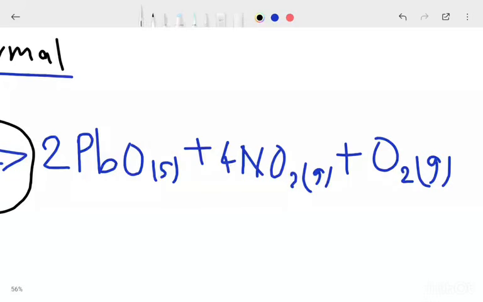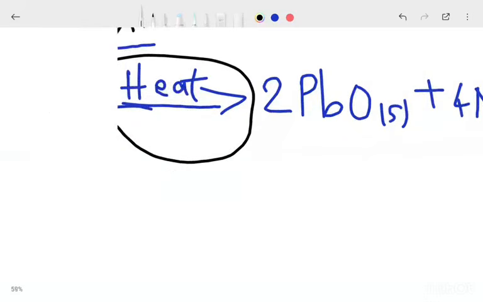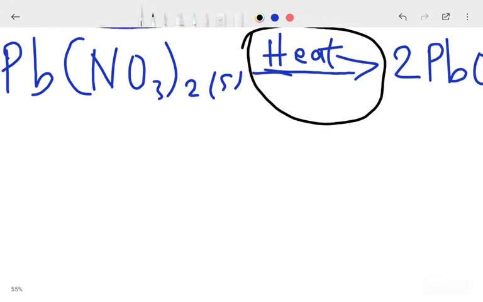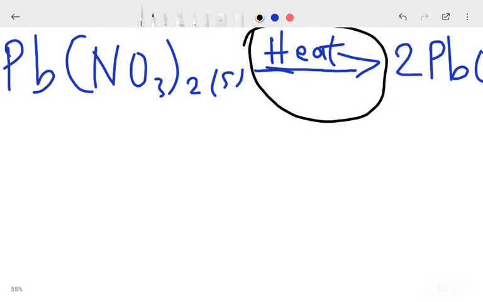Now let's continue. The number three, or the next one, is what? Displacement. Displacement reaction.